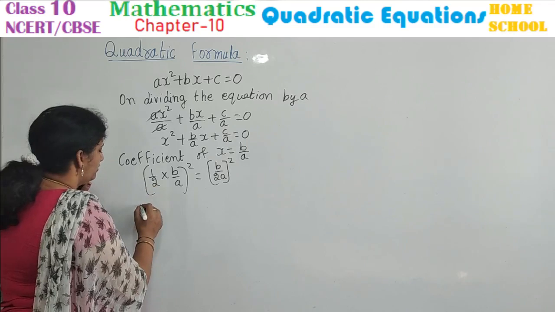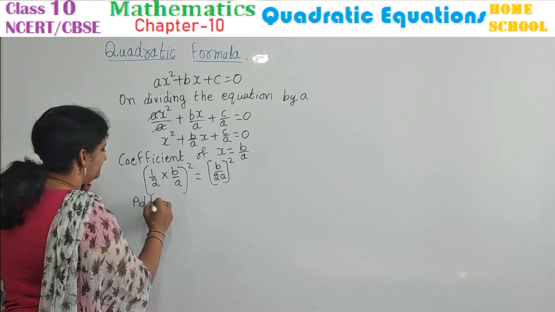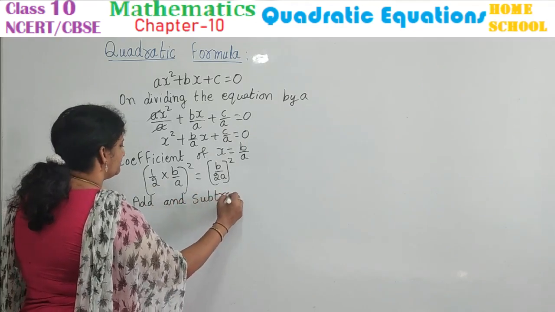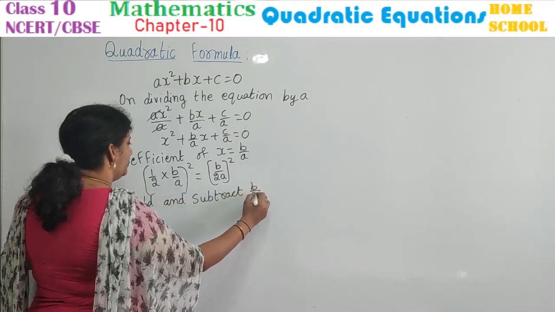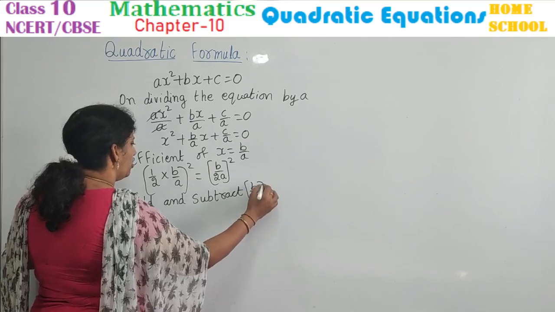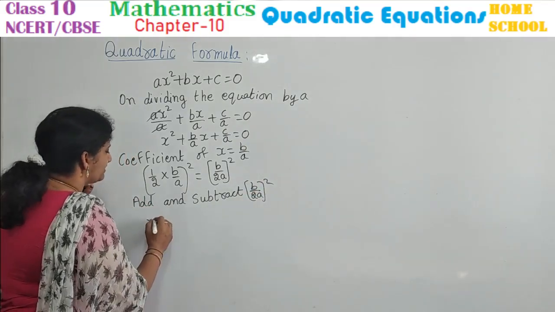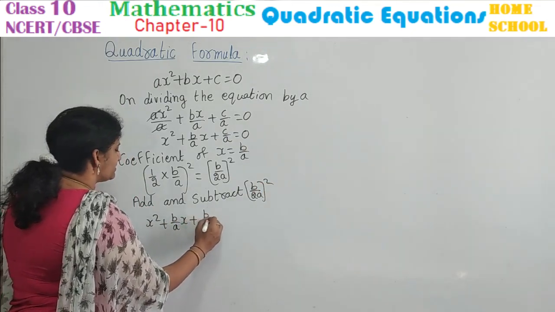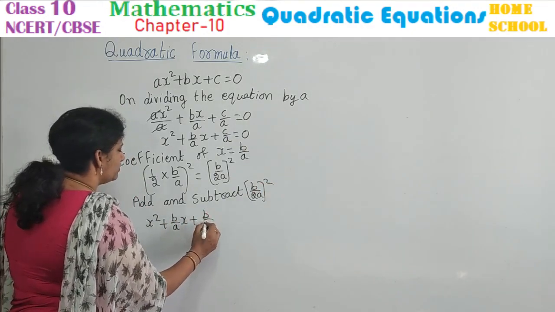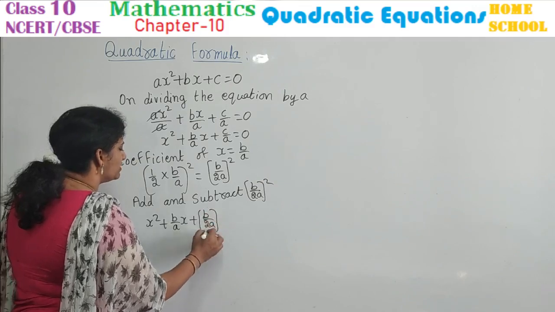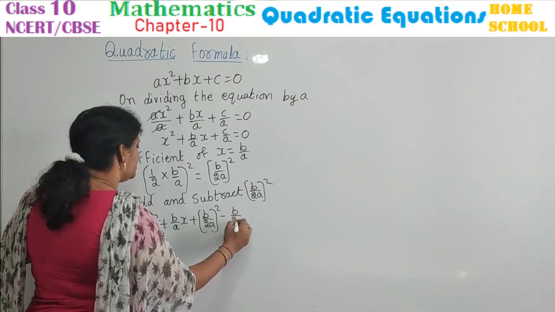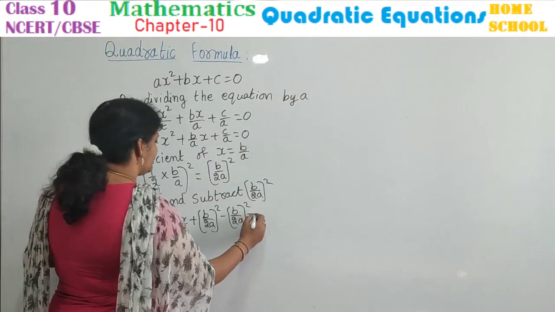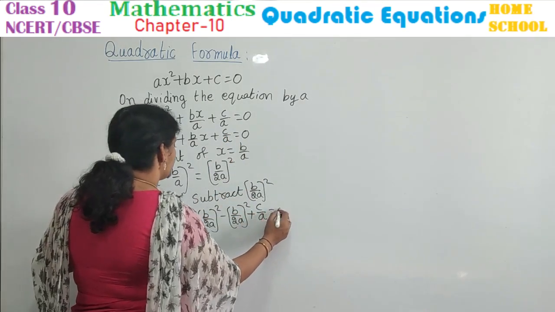Now add and subtract b by 2a whole square. x square plus b by a x plus b by 2a whole square minus b by 2a whole square, and next c by a equal to 0.